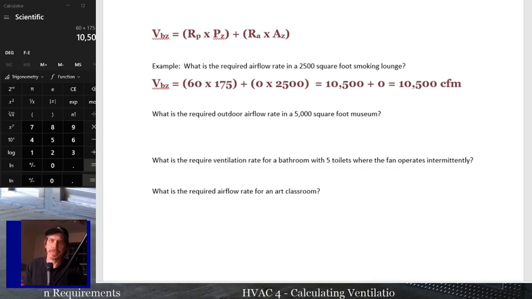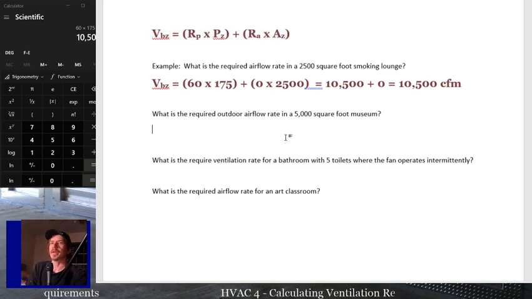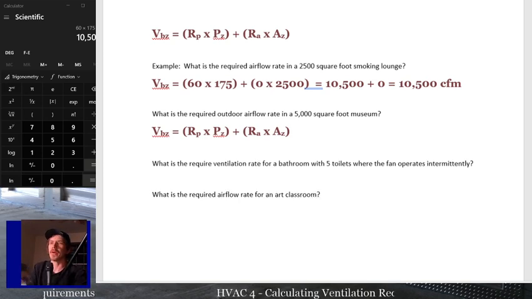Now, obviously, most smoking lounges aren't going to be 2,500 square feet. But if we had one that big, it would need an awful big makeup air unit. Okay? So that's one where we don't have any requirement for outdoor air for the area. We have one for each person, but we don't have any requirements for people.